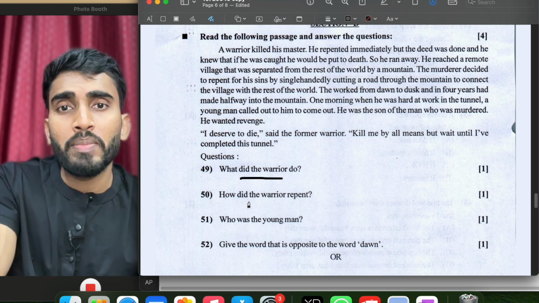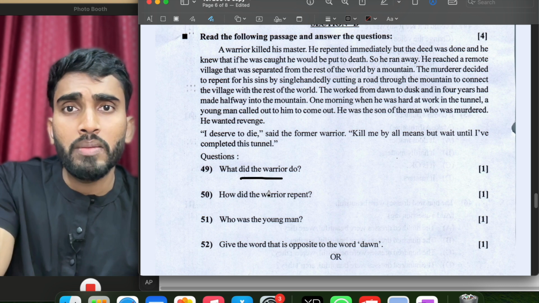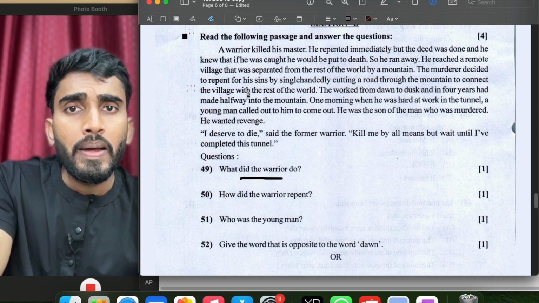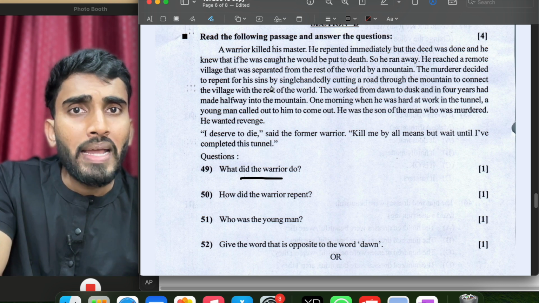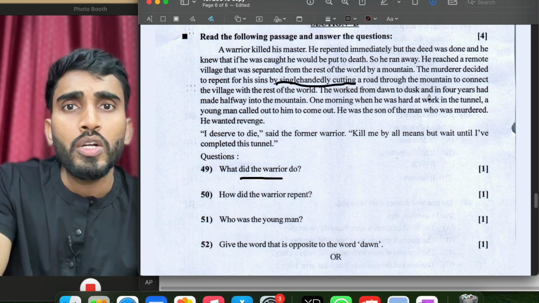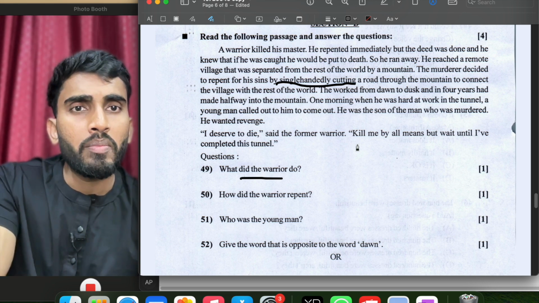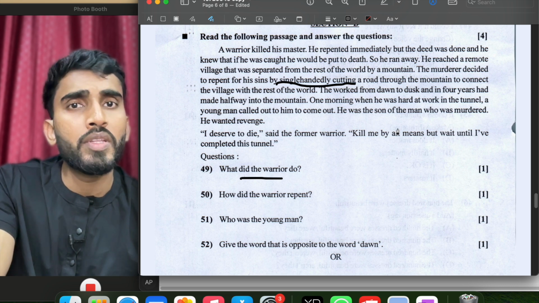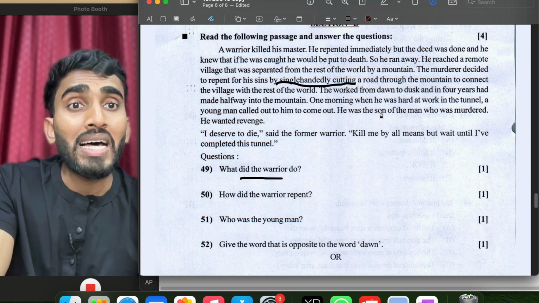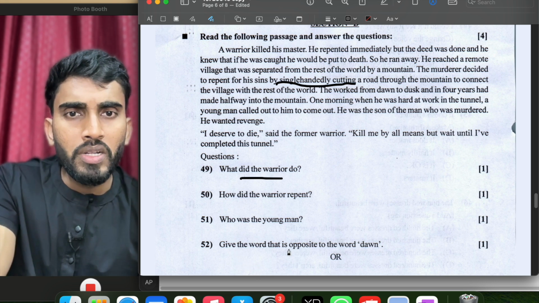How did the warrior repent? The warrior repented by single-handedly cutting a road through the mountain to connect the village with the rest of the world. Question 51. Who was the young man? The young man was the son of the master who was murdered. Give the word that is opposite to the word dawn.